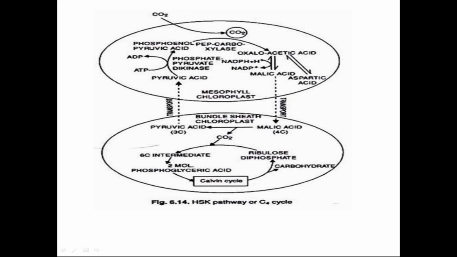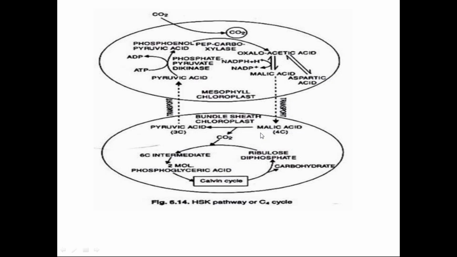What is the process of the C4 pathway? In the C4 pathway, first of all, CO2 molecules combine with PEP, phosphoenol pyruvate, in the presence of the enzyme PEP carboxylase, and they form OAA, oxaloacetic acid. This oxaloacetic acid is converted into malic acid and aspartic acid, and these are transported into the bundle sheath cell with the help of plasmodesmata.